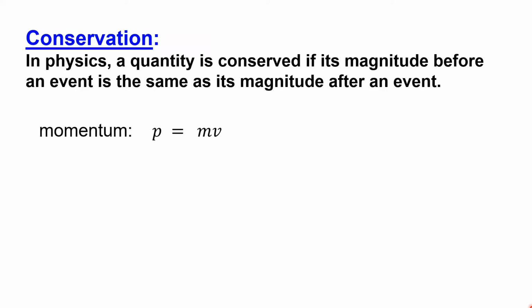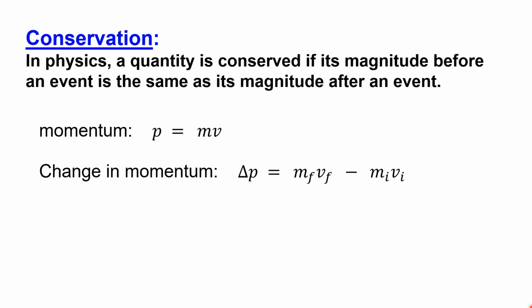We defined our momentum as the mass of an object times the velocity of an object. That gave us the definition of change in momentum, which is just simply the final momentum minus the initial momentum, where I stands for initial and F stands for final. So how do we use these definitions in connection to conservation?